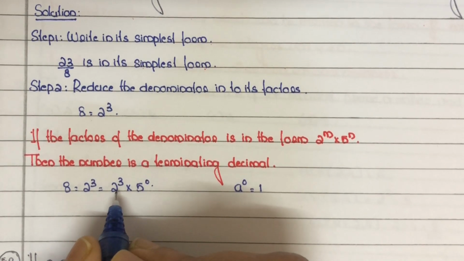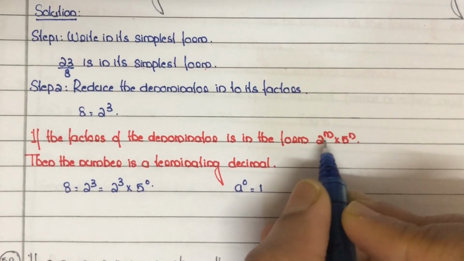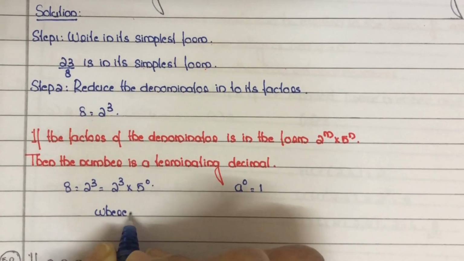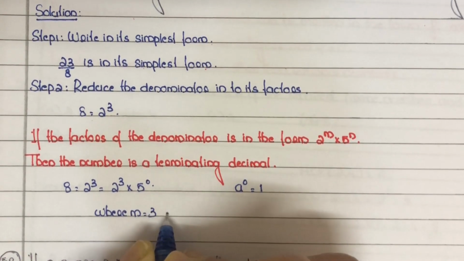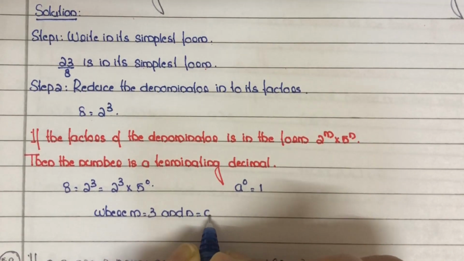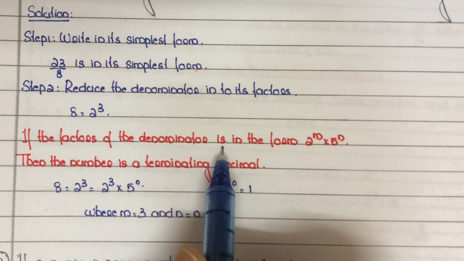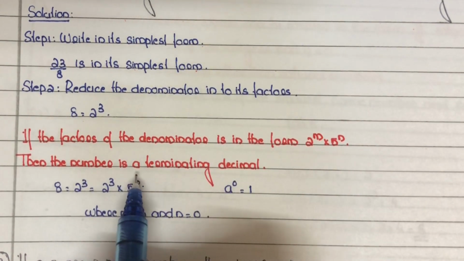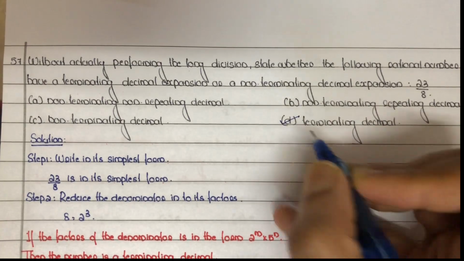So here we can say that the denominator is in the form 2 raised to m into 5 raised to n, where m equals 3 and n equals 0. So the denominator 8 can be expressed in the form 2 raised to m into 5 raised to n. So the number is a terminating decimal. So the answer is option D.